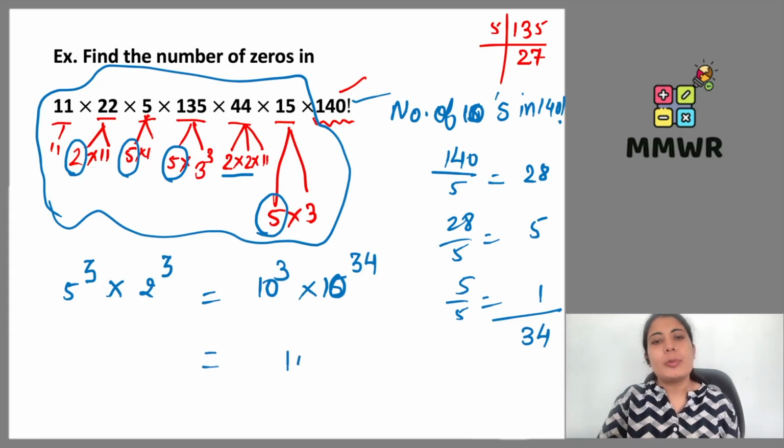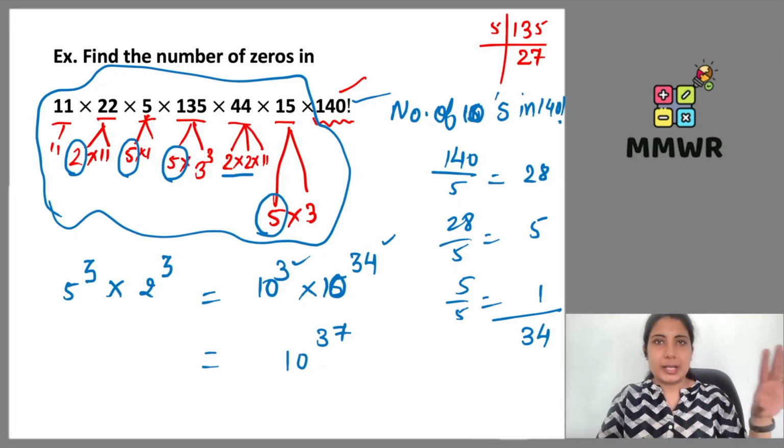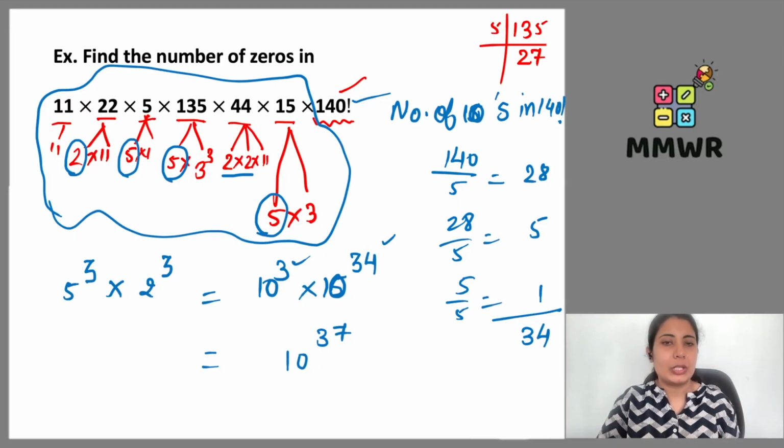Okay, so total how many zeros are there? 37 zeros. 3 zeros from the rest of the part of the problem, and 34 zeros from the factorial value. So total 37 zeros are there.